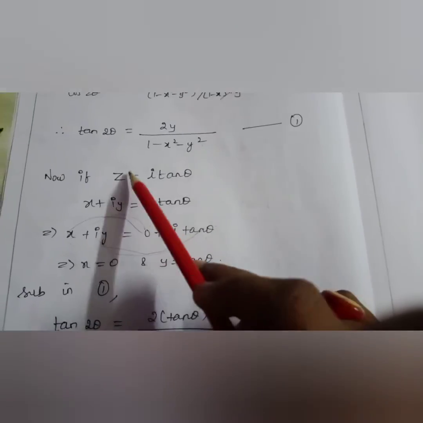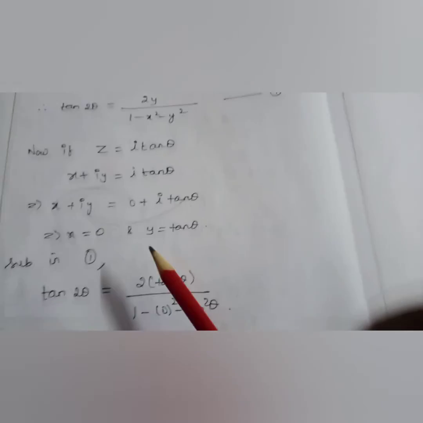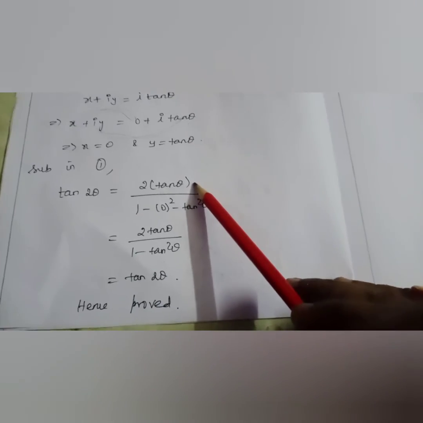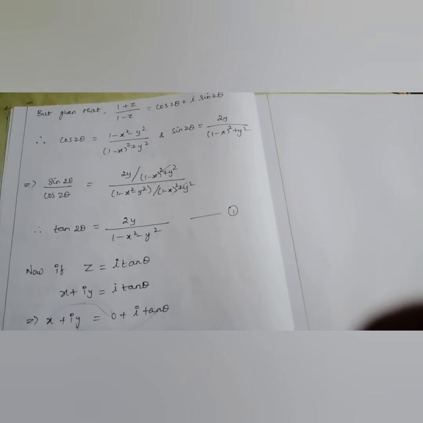So from this derivation, we'll substitute x and y as 0 and tan theta wherever they appear. Now substituting that, I am getting tan 2 theta. So hence proved. So this is how you have to do this sum. This is a very important 5 mark sum.